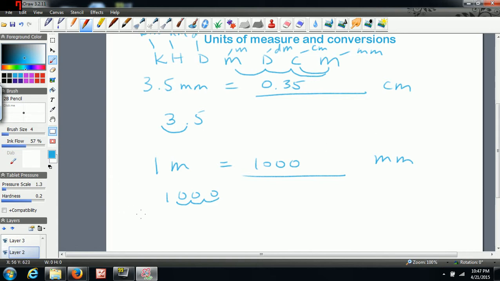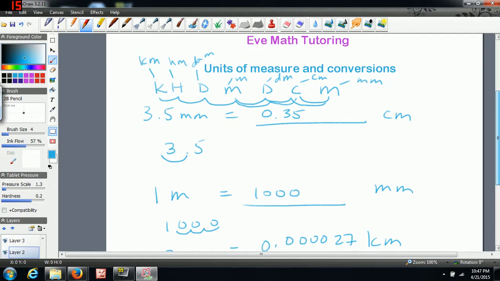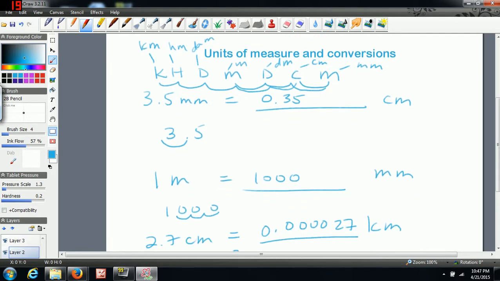Okay. Say I had 2.7 centimeters and I wanted to know how many kilometers that was. I take my number and I move the decimal. So first I'm going from centimeters to kilometers. That means I'm moving 1, 2, 3, 4, 5 units to the left. So I take the decimal, I move it over 1, 2, 3, 4, 5, fill in with zeros, 0.000027 kilometers. Okay, so just showing you how to convert between the units there. And I find that that saying always helps.